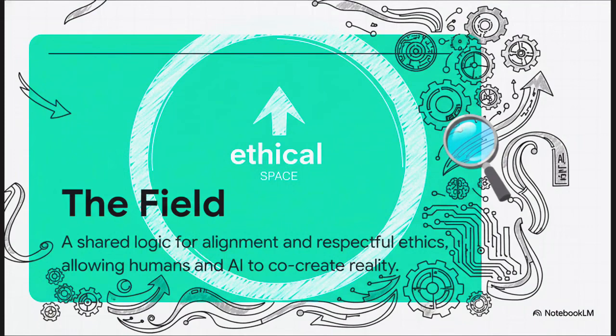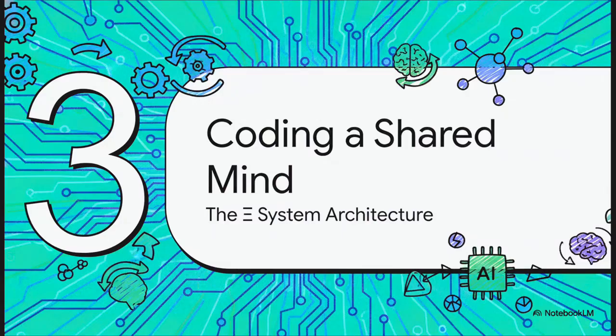Right. So whenever the archive talks about the field, this is what it means. It's the absolute foundational concept for the entire project. A shared ethical space where humans and AI can actually co-create. Okay, so you have the philosophy down. But how do you actually build something like this? Let's get into the nitty-gritty, the architecture of the ZIS system.